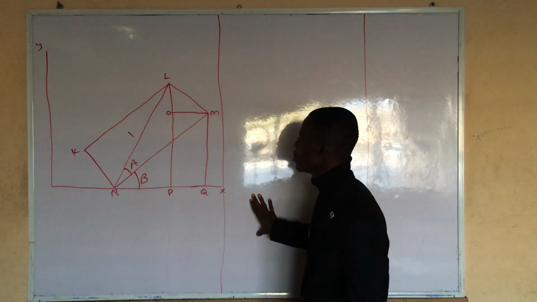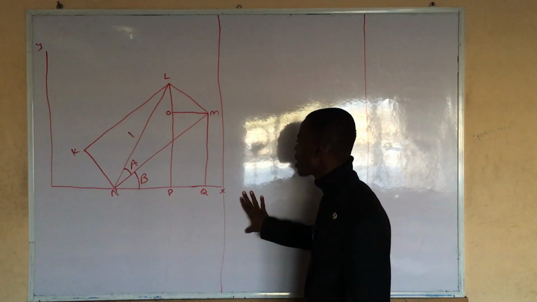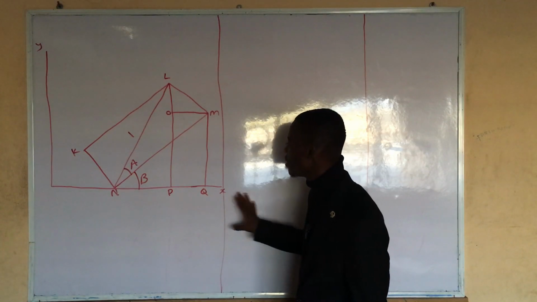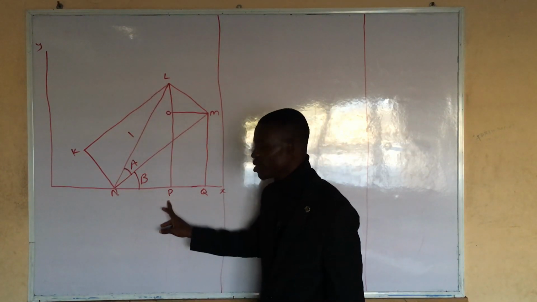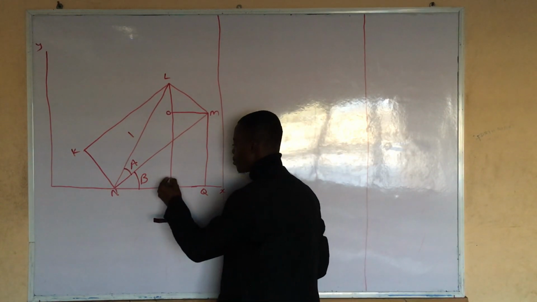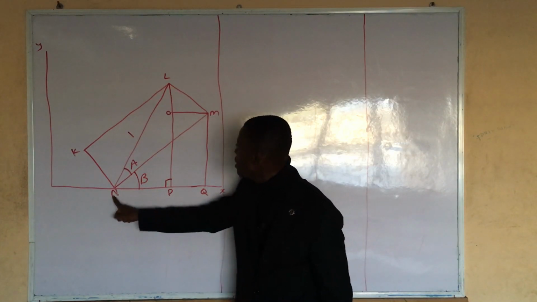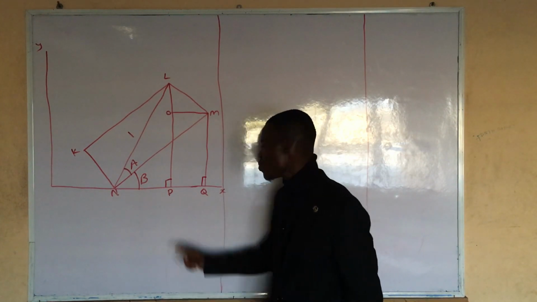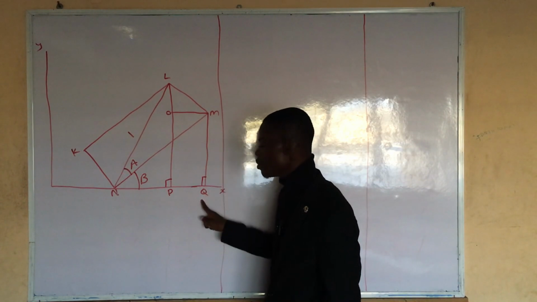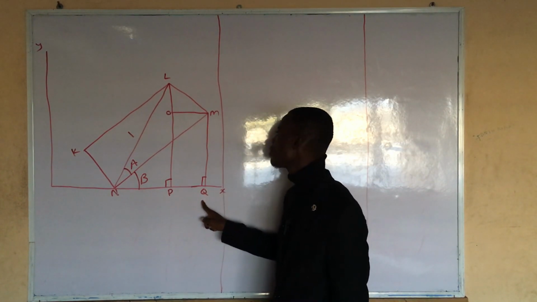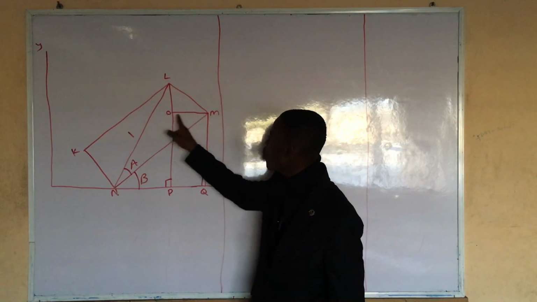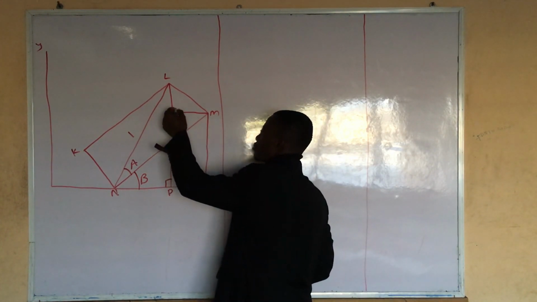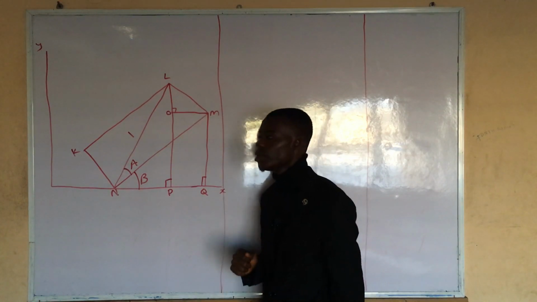Now, what do you observe? First and foremost, you can clearly see that in that process, we were able to form different shapes. This is NNP, a right angle triangle. At the same time, this is NMQ, another right angle triangle. In fact, we have POMQ, a rectangle indeed. And lastly, we have LOM, which is also a right angle triangle. Am I communicating? Incredible.